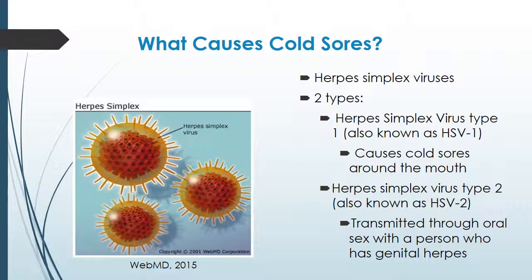What causes cold sores? Cold sores are caused by the herpes simplex viruses. There are two types. Herpes simplex virus 1, aka HSV1, is the most common virus that causes cold sores around the mouth. The second type of virus is called herpes simplex virus type 2, which is HSV2, and that virus is much less common. HSV2 results from specifically having oral sex with a person who has genital herpes.